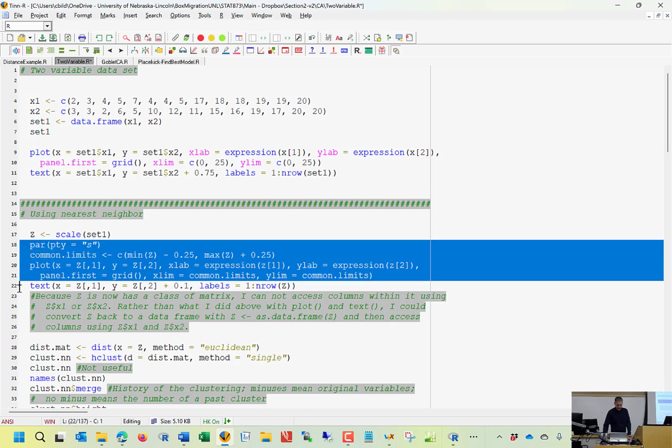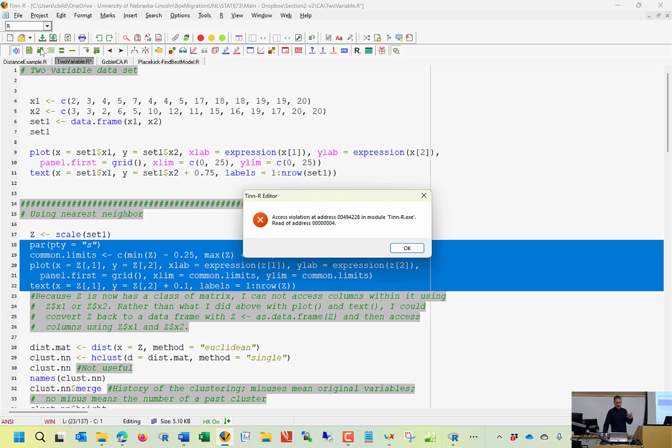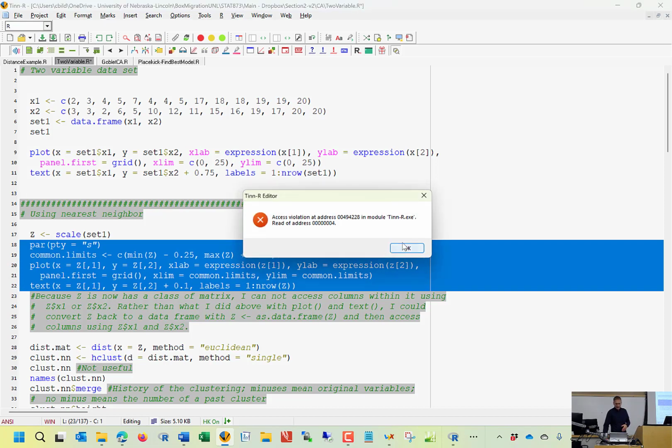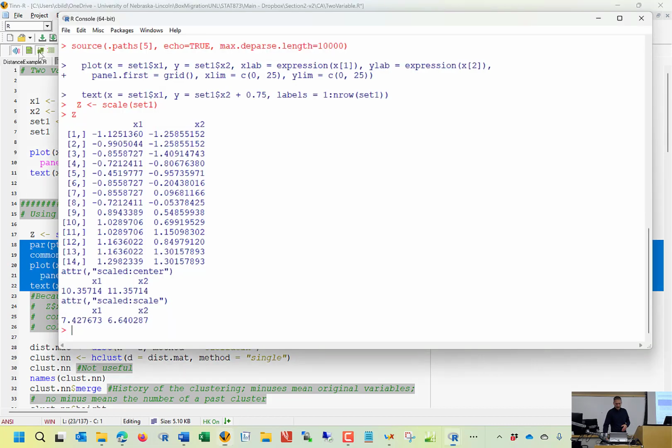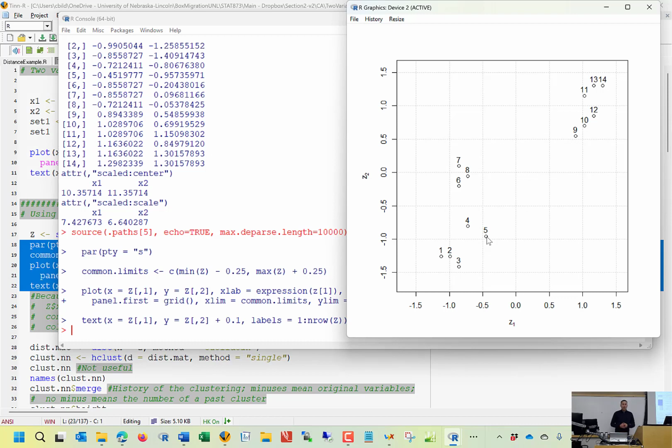Let's actually plot then the corresponding data, just using the plot function for a scatter plot, then using the text function to identify corresponding observations. And this is what we get. Okay? Again, we see some differences there.